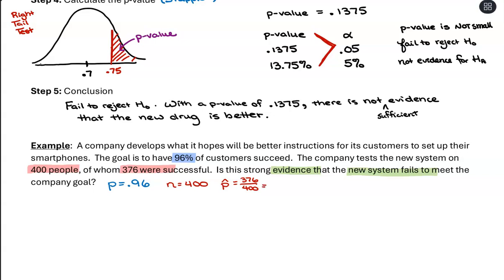Which is going to be a 0.94. And we want to show that this new system is failing, so it's essentially that it's going to be smaller than that 96% success. Okay, and if we wanted to, we could think about alpha at this point. If we wanted to think about our significance level, they didn't state a significance level here, so we can just go ahead and assume it's 0.05.